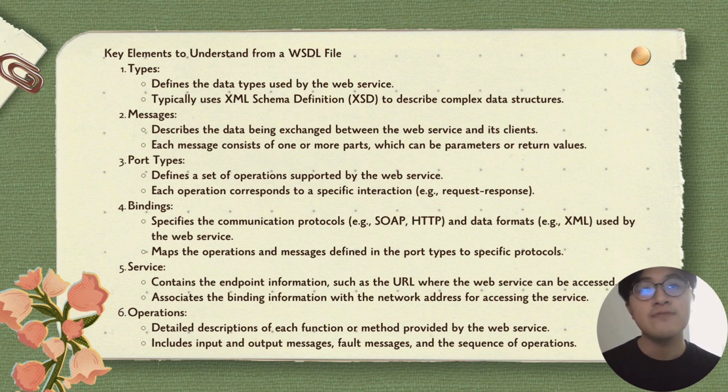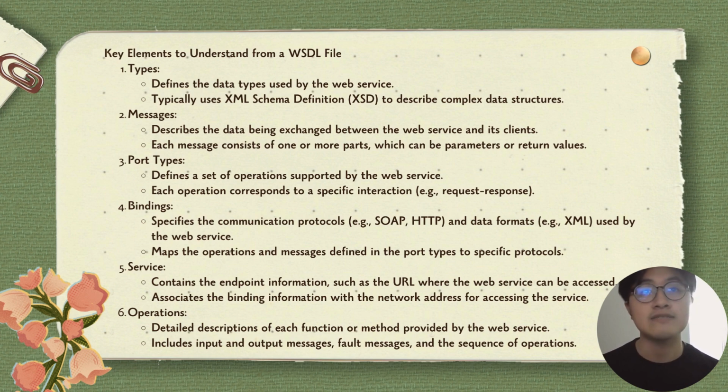To effectively use a WSDL file, one needs to understand its key elements. The types section defines the data types used, employing XML Schema Definition (XSD) for complex structures. The message section describes the data instance, consisting of parts like parameters or return values. The portType section outlines the set of operations supported by the service, with each operation representing a specific interaction.